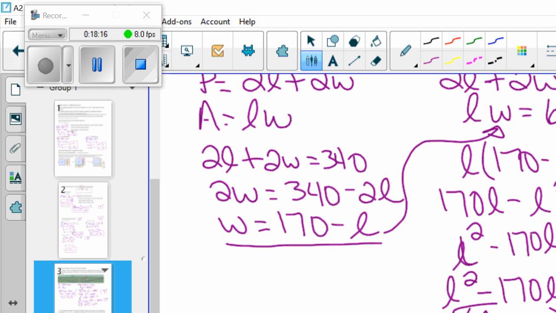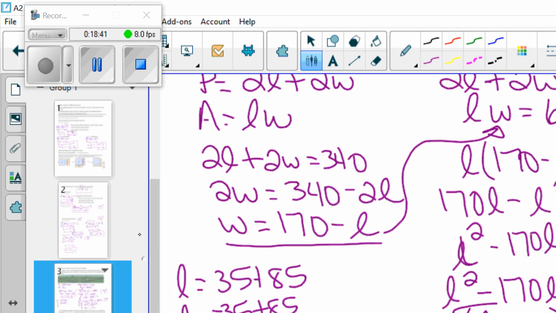Take the square root of both sides. L minus 85 equals positive and negative. The square root of 1,225 is a perfect square, so that's positive and negative 35. And so then add 85. So I get L equals 35 plus 85, or L equals negative 35 plus 85. So here, the first one, 35 plus 85, I would get a length of 120. Negative 35 plus 85, I would get a length of 50.